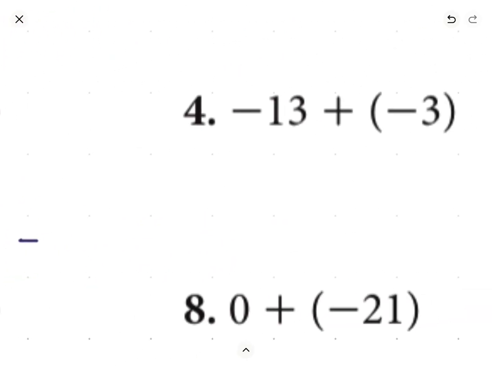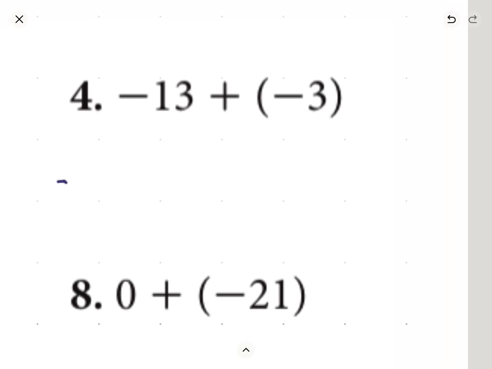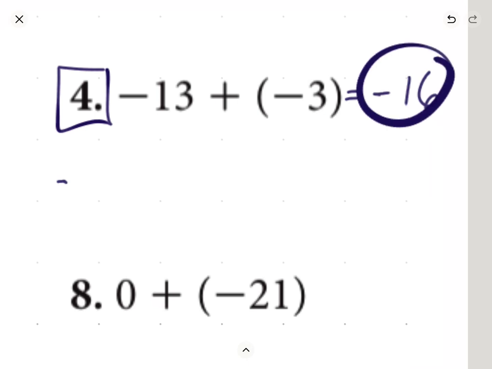Okay? Let me do these for you and we'll get going. Okay. So number 4 here, we have negative 13 plus negative 3. Again, those parentheses are just signaling that, hey, I am a negative number. Those are not absolute value bars. They're just telling you that I'm a negative. So negative plus a negative, same signs, add, gives you 16. Keep the sign. It's going to be a negative 16.